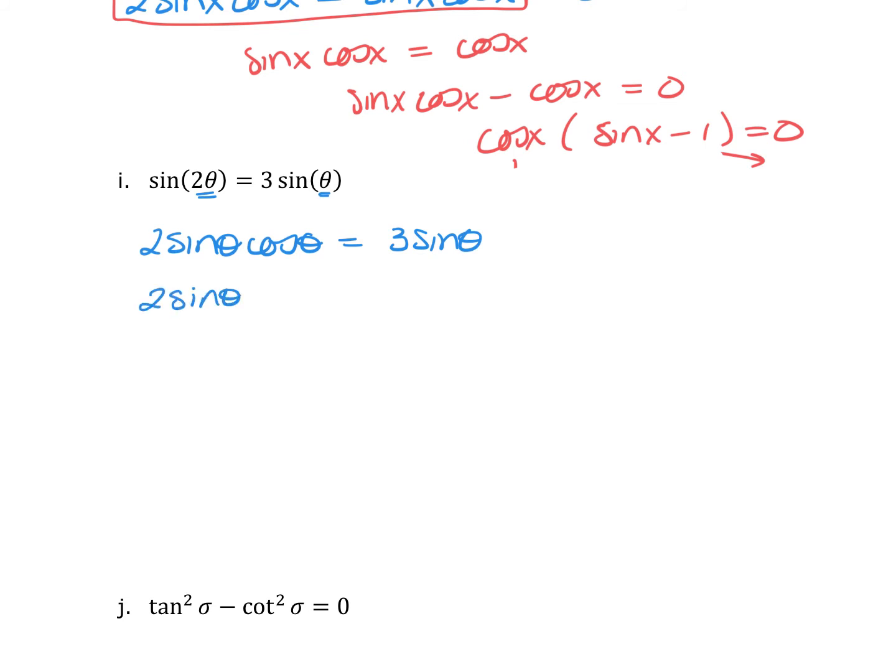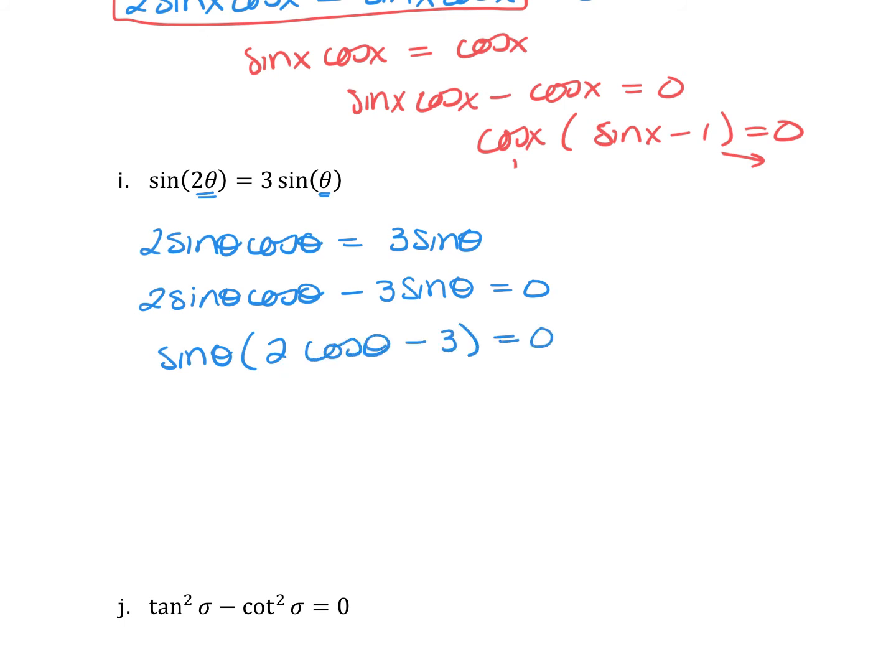2 the sine theta, cosine theta, minus 3 the sine theta is equal to 0. I'm going to factor out a sine theta. So I factor out a sine theta, and I have 2 the cosine of theta minus 3 is equal to 0. This tells me that the sine of theta is equal to 0. And this gives me the cosine of theta is equal to 3 over 2.